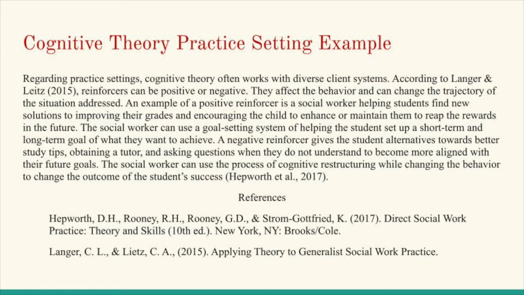The social worker can use a goal-setting system of helping the student set up short-term and long-term goals of what they want to achieve. A negative reinforcer gives the student alternatives towards better study tips, obtaining a tutor, and asking questions when they do not understand to become more aligned with their future goals. The social worker can use the process of cognitive restructuring while changing the behavior to change the outcomes of the student's success.